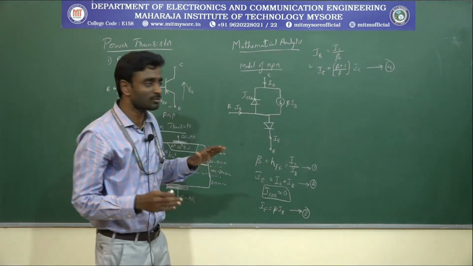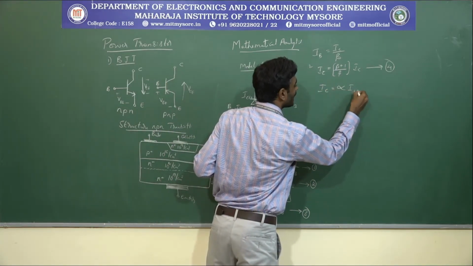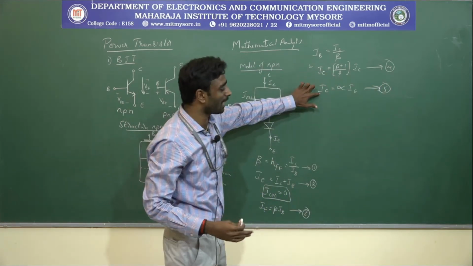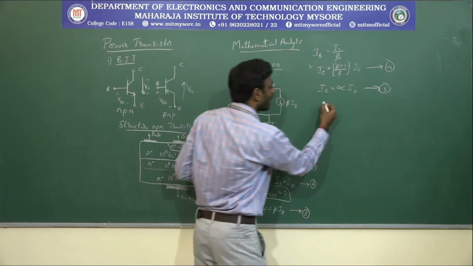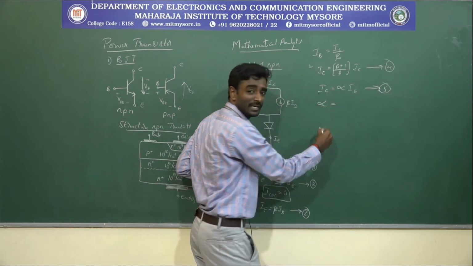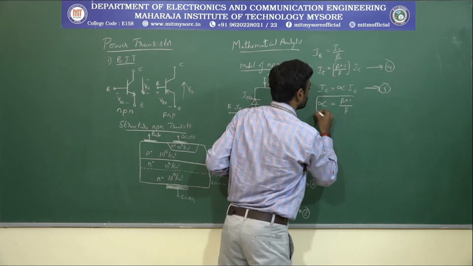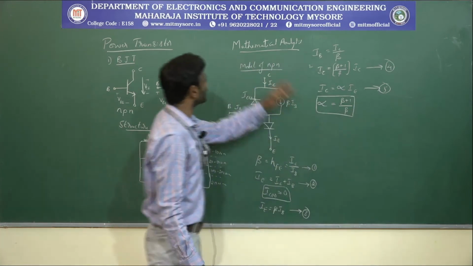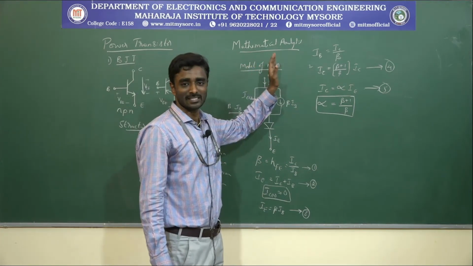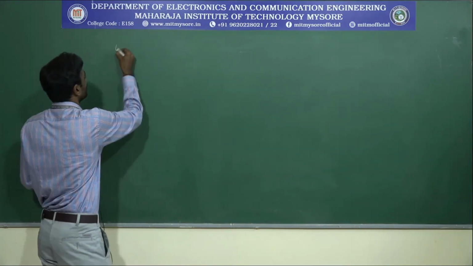In a similar fashion, the collector current will be equal to alpha times IE. When considering equation 4 and equation 5, I can say that the alpha value will be equal to beta divided by (beta plus 1). This can be proved with respect to the mathematical analysis of your NPN transistor. The next topic is the operation of a transistor as a switch.